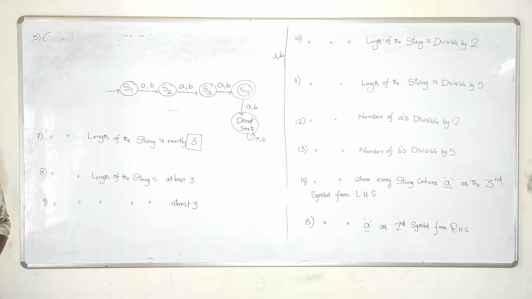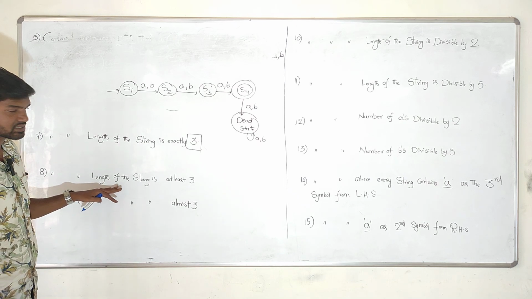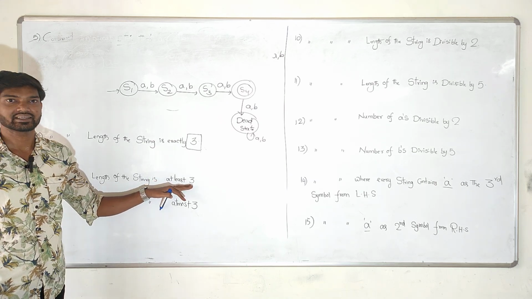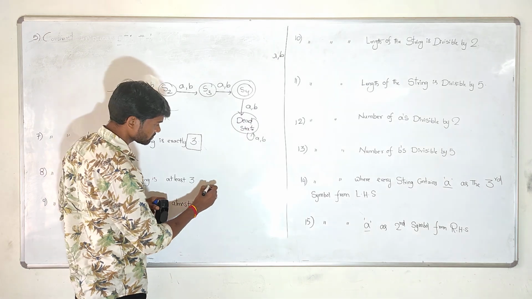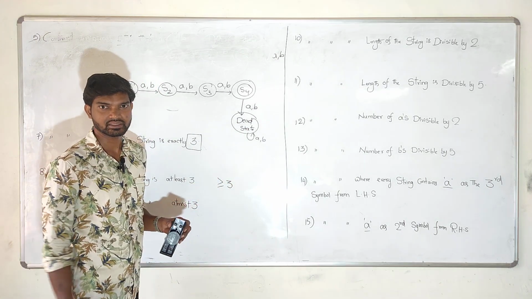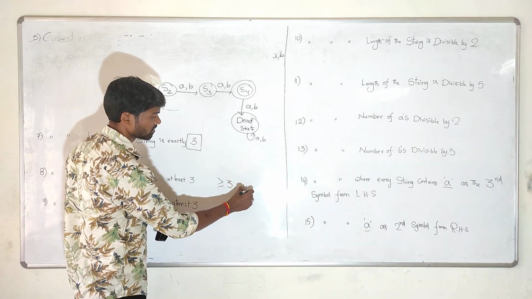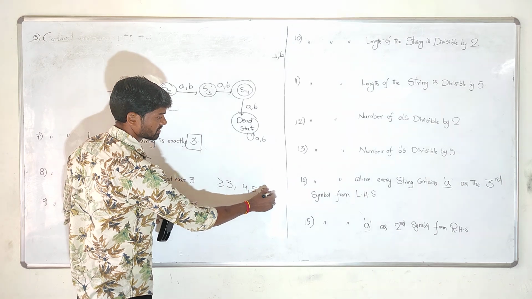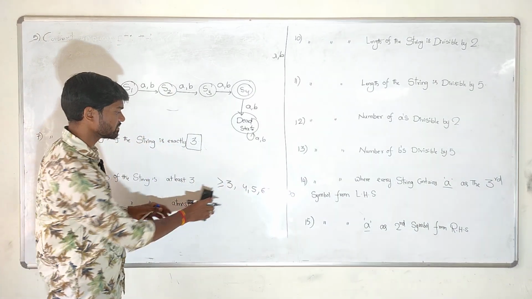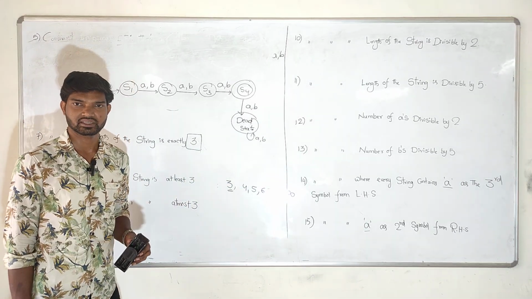And coming to the 8th question, same: construct a minimal DFA that accepts all the strings of A's and B's where the length of the string is at least 3. At least 3 means it should contain strings of length greater than or equal to 3. The minimum length is 3, then afterwards 4 length, 5 length, 6 length, 7 length strings, and so on. Infinite length strings are accepted. So the minimum length is 3, and after that you can get any length of string.